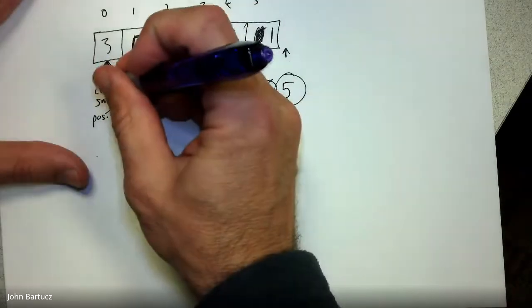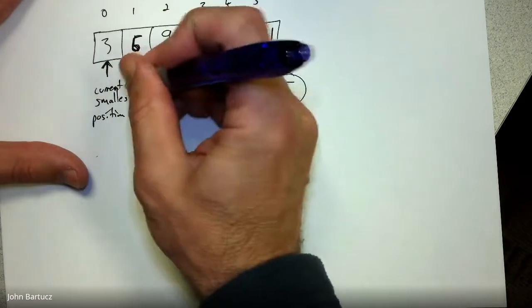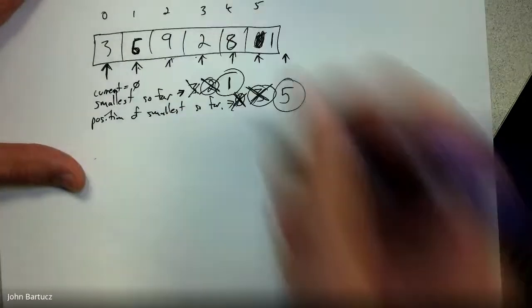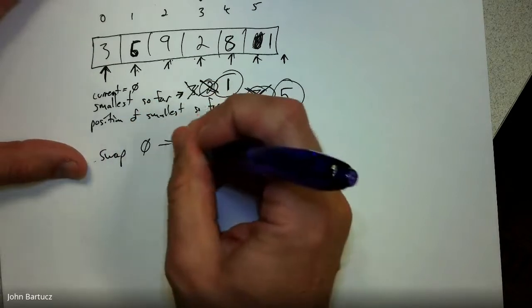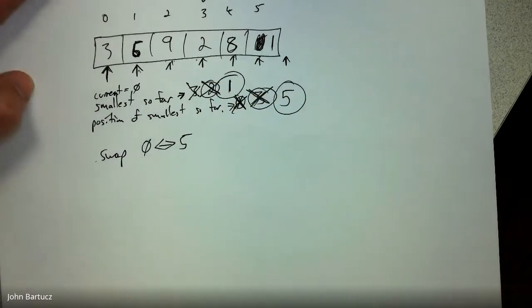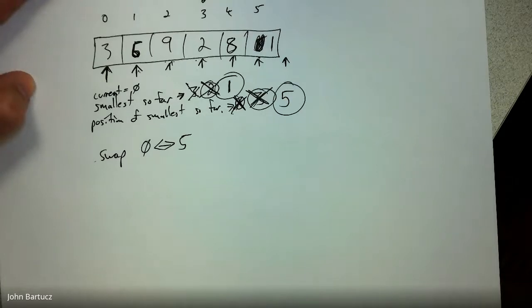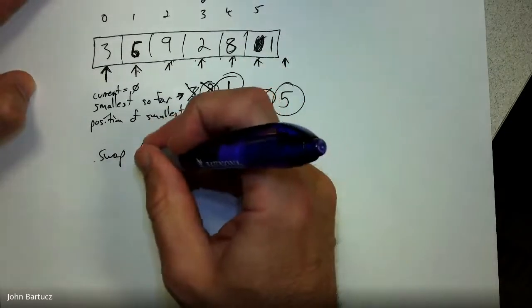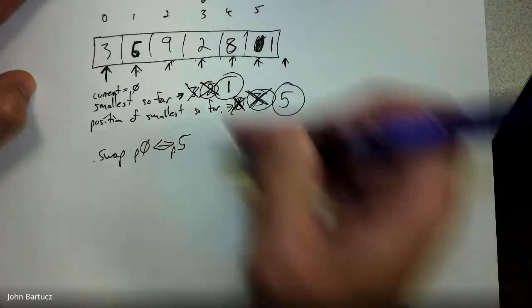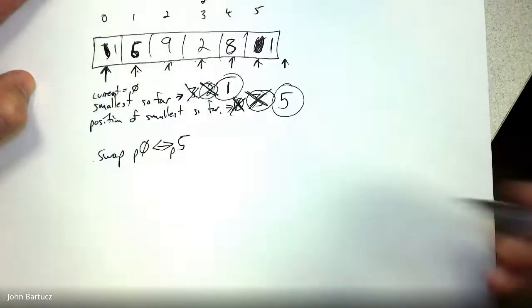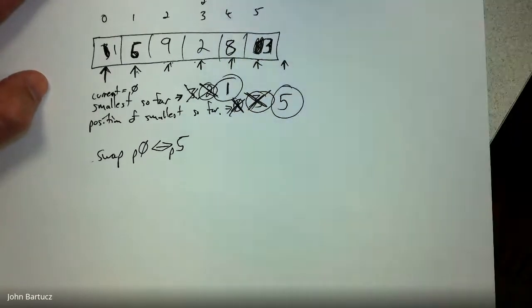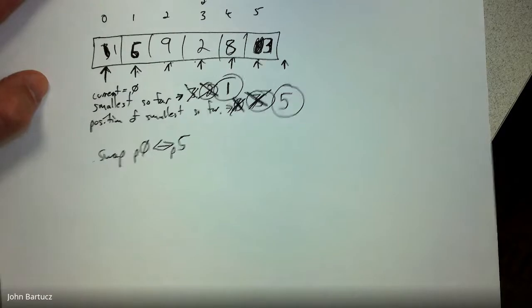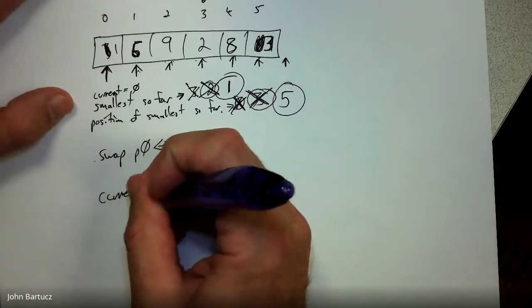So our current position is 0. So all we have to do is swap 0 with 5. So, sorry, position 0 with position 5. So this becomes 1. I really should have used a pencil. And this becomes 3. Now our current position is going to be 1. We move over to the next one.